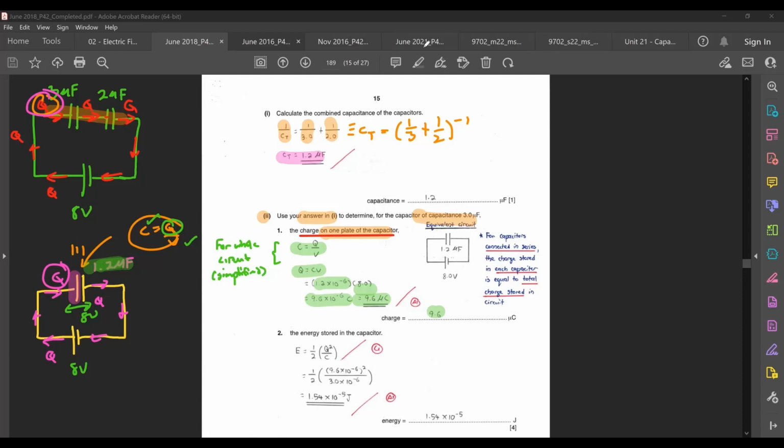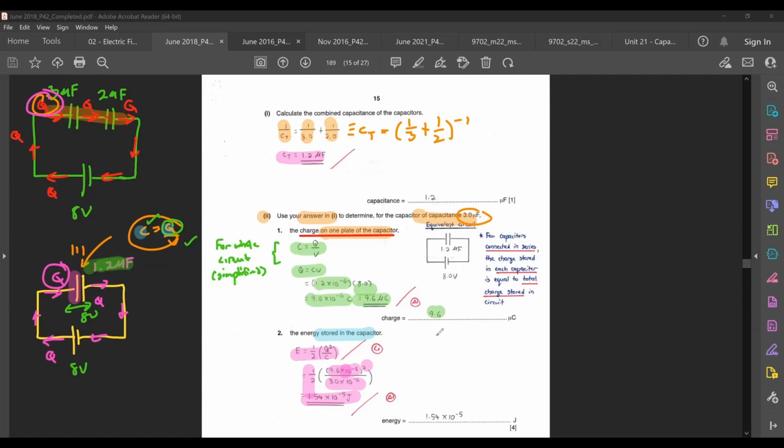And for that same 3 microfarad capacitor, find out the energy that has been stored by the capacitor itself. This one, because you know the charge and you also know the capacitance, you could straight away use E is half Q squared over C. Your charge is 9.6 microcoulomb, change it to coulomb, square it, divide by your capacitance, 3 microfarad, multiply with half, you're going to get 1.54 times 10 power minus 5 joules.